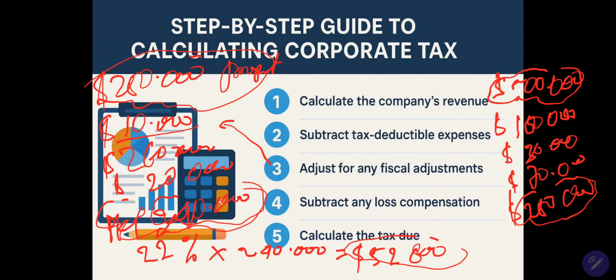I think that's enough for this example to help you understand how to calculate corporate tax, and you can see the 5 steps here.